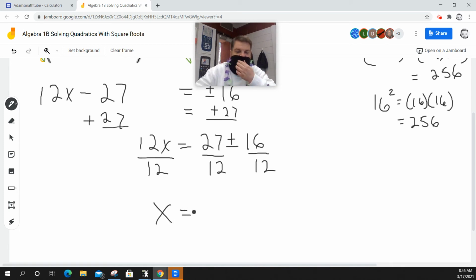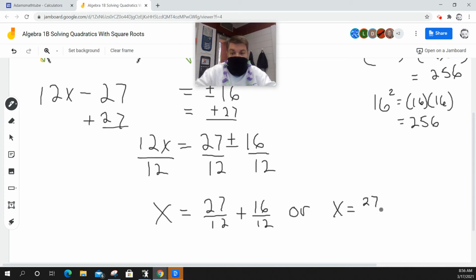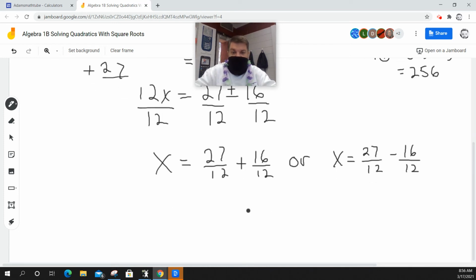Now this is where it gets interesting. I have 27 over 12 plus 16, that's one scenario over 12, right? Or I have x equals 27 over 12 minus 16 over 12. So I'm going to solve this first one first. Remember, we're just going to add that up. So 27 plus 16, what is that? Is that 43? 43 over 12?